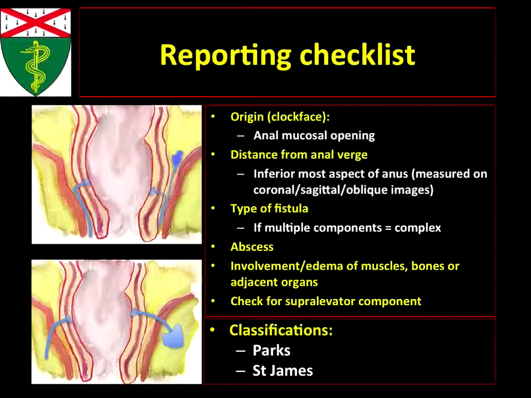Is there edema and swelling of the muscles, bones? A lot of these fistulas can go and infect the bones, and there could be osteomyelitis. So you need to be able to mention that to your colorectal surgeons. Check if there are any components that go above the levator plate, abut the levator plate, or go through it, as that can have clinical consequences. And again, we've been acquainted with this classification scheme.